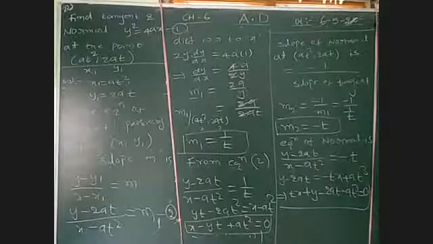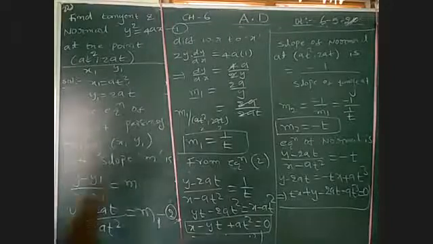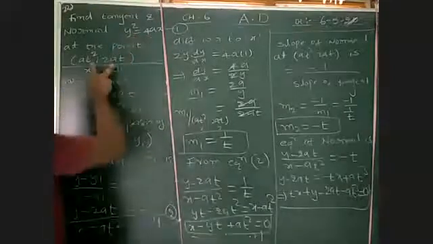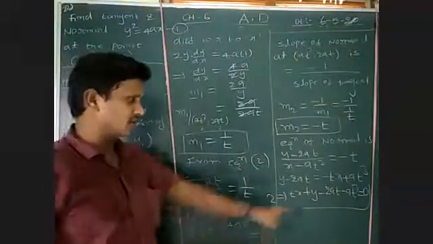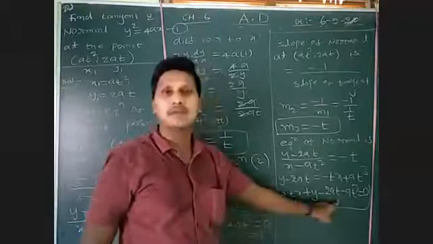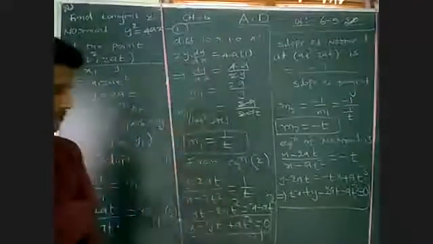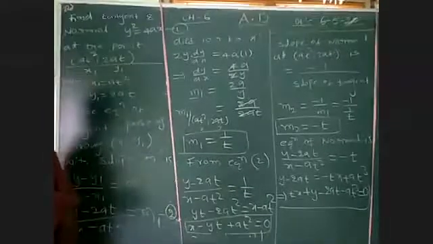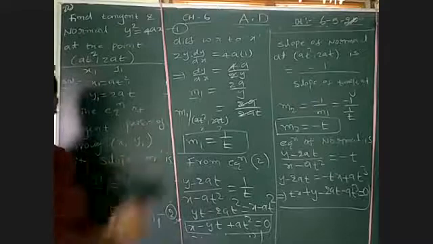So this is the derivation part of tangent and normal to the parabola in parametric form. See, t will be there in the tangent equation. In the normal equation also t will be there. T is the parameter, right? In all the questions we can approach with a common procedure.